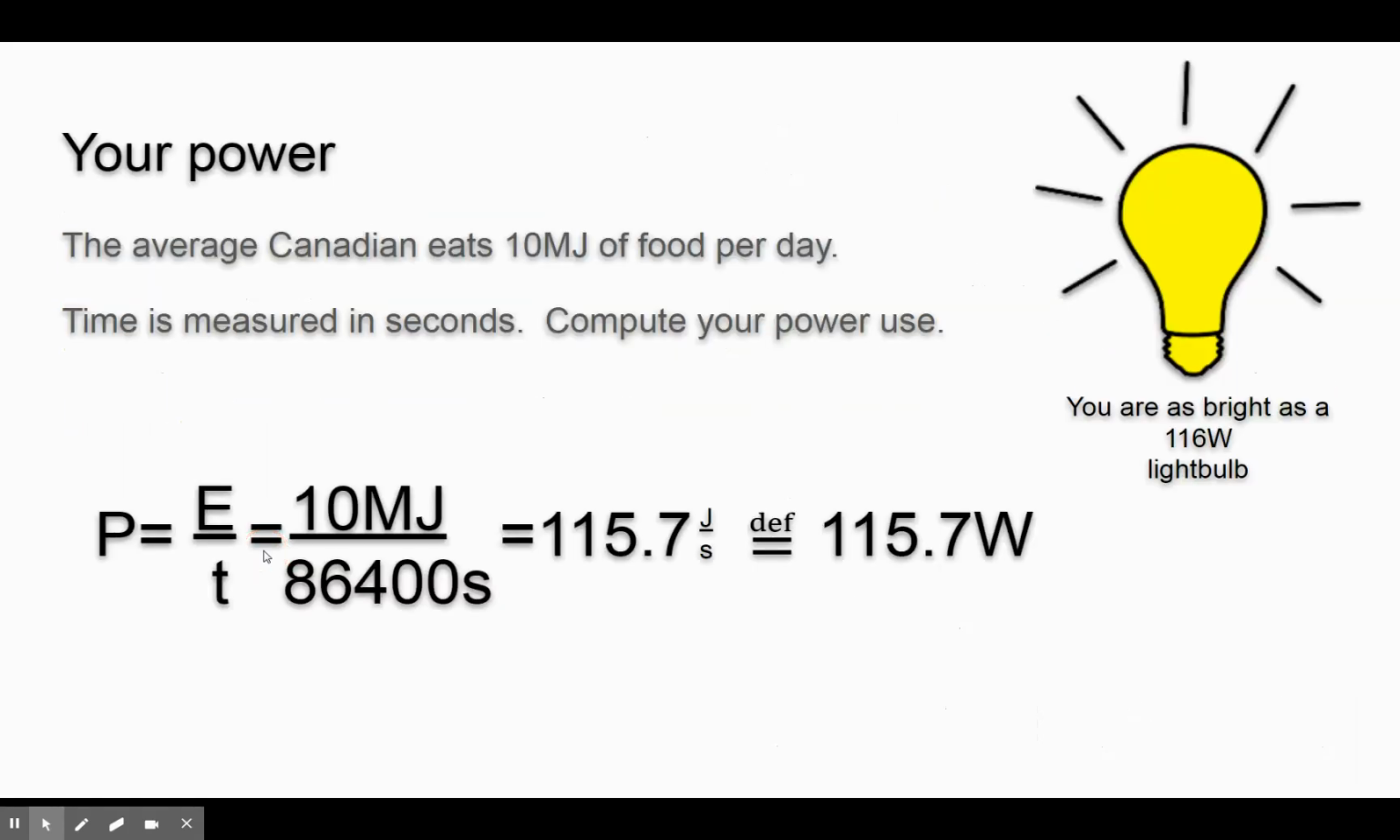Your power. We like to say, oh, you're as bright as a 116 watt light bulb. Well, when I was a kid, we'd say, you're as bright as a 10 watt light bulb. Now, if someone did that, you go, oh my God, it's 10 watts, it's blinding me. Because the bulbs are different efficiency now. A 10 watt light bulb is exceedingly bright because you're actually getting much closer to 10 watts of light.